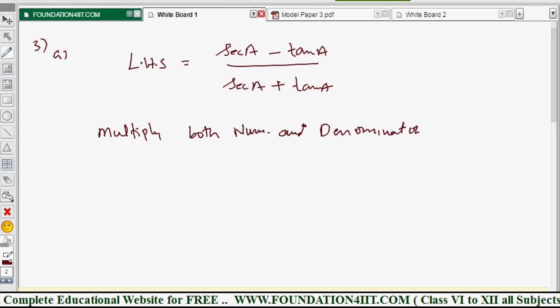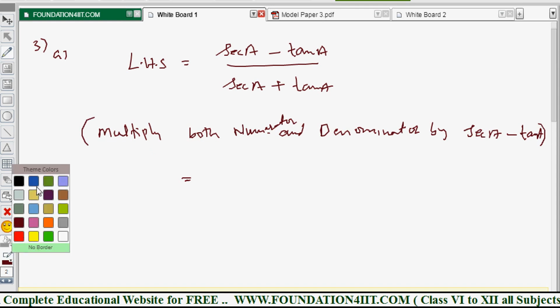So both numerator and denominator. This is also numerator and denominator by sec A minus tan A, because you'll get A minus B whole square and A square minus B square formulas. There's some cancellations. So for that you should take this step. So when you apply this, then it will change.